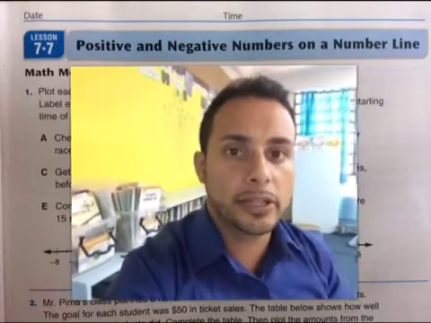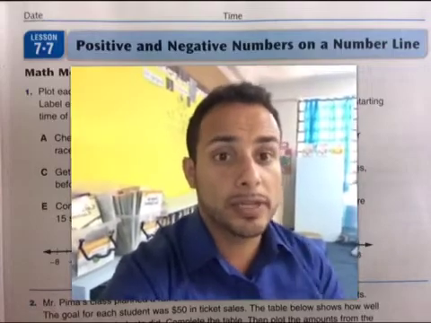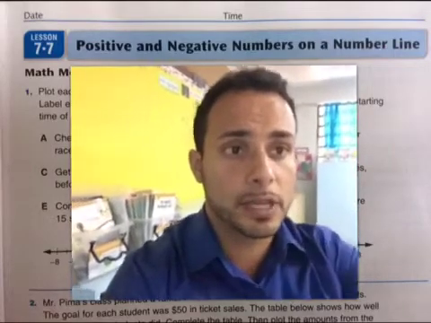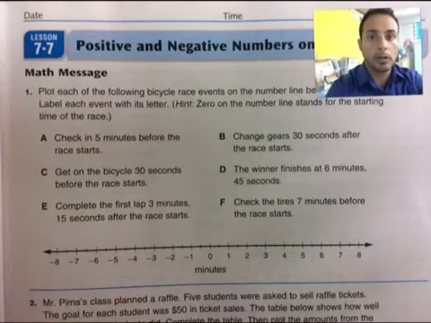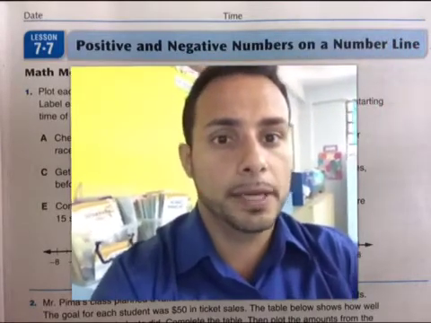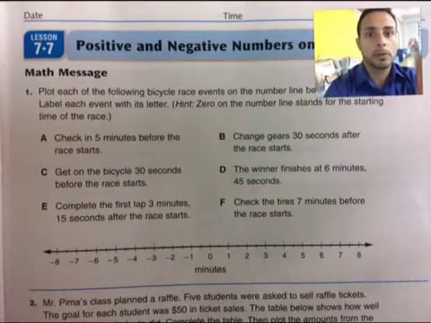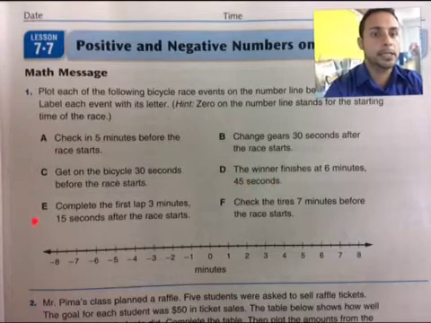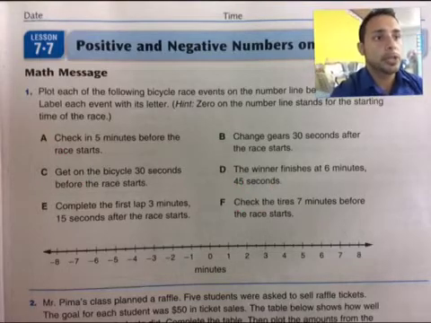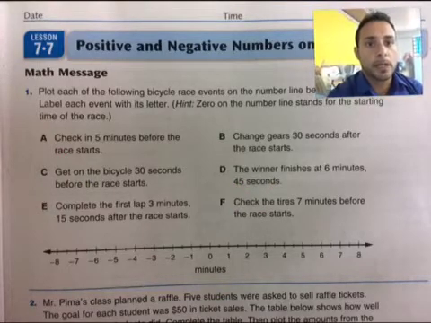So let's take a look at question 1 and try to identify where these letters, as you see here, fall on the number line. Letter A, B, C, D, E, F. Okay, so let's start with the first one.